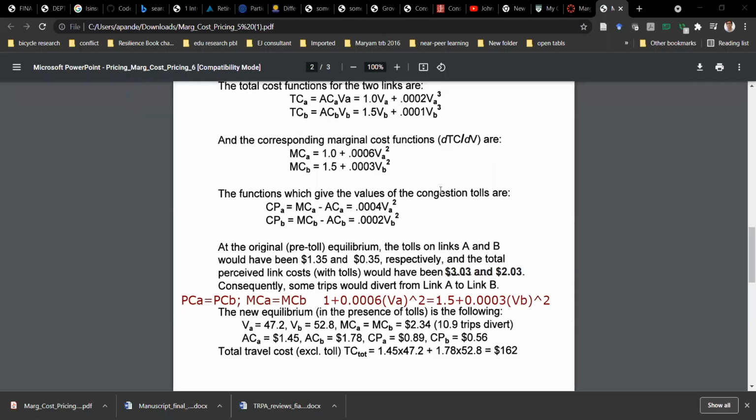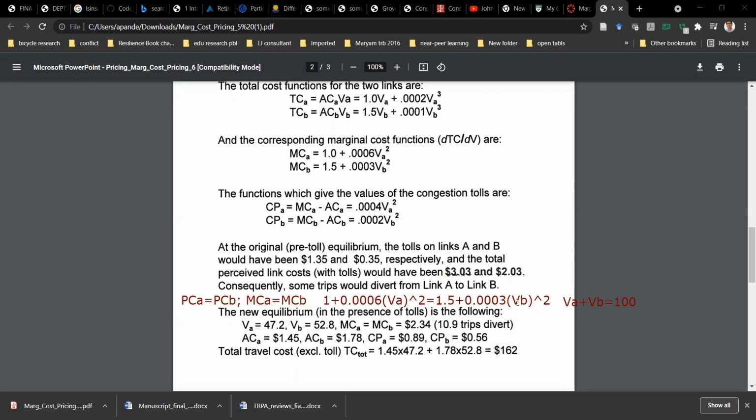So my total demand is still the same at 100 trips per hour. So VA plus VB equal to 100 is the same equation. My second equation is still the same, and then I can solve it the same way that I talked about. You plug in VB equal to 100 minus VA in place of VB.